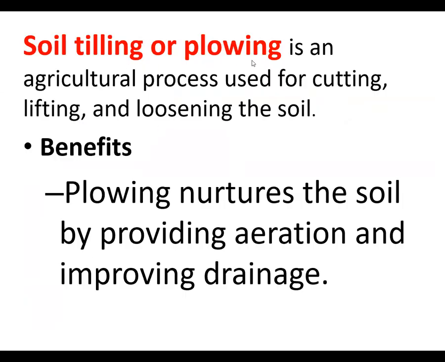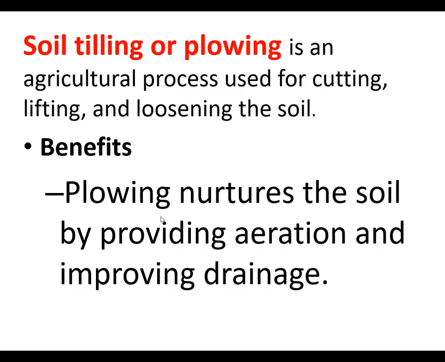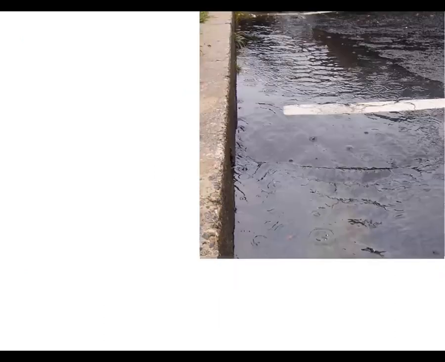Soil tilling or plowing is an agricultural process used for cutting, lifting, and loosening the soil. The benefit of soil tilling is that it nurtures the soil by providing aeration and improving drainage. But again, when the soil is loose, it is easily eroded by wind and water. That's the disadvantage. Now, how about this one?